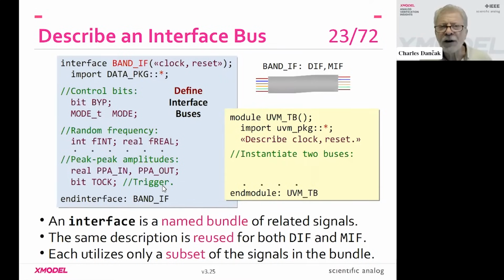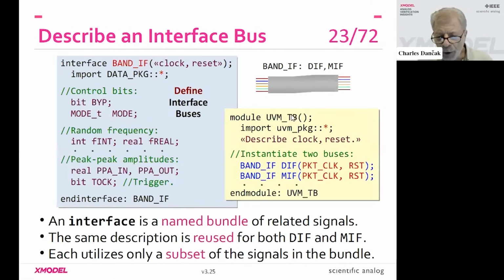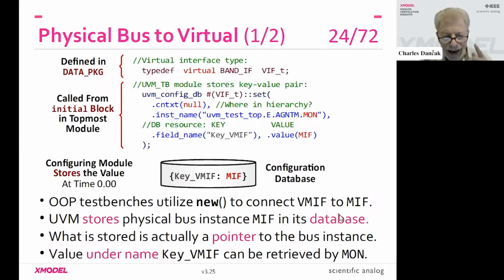Just defining an interface bus doesn't do the user much good until you actually instantiate it. So here inside the topmost test bench module, where we describe the clock and reset and instantiate the fixture, we're also instantiating both interface buses, diff and mif, and splicing in the packet clock and reset we just defined. So that'll enable us to connect with the class hierarchy.